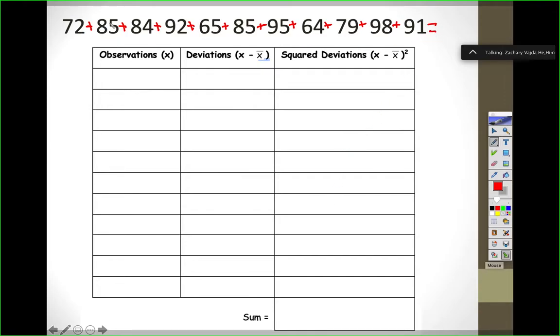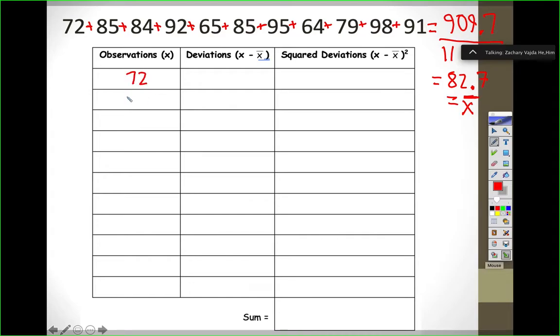There's 1, 2, 3, 4, 5, 6, 7, 8, 9, 10, 11. Our sum is going to be 909.7. And then you take that and you divide it by 11. And it is equal to 82.7. What is 82.7? That is going to equal our x bar. That is the mean. We need that. Okay? So now we need to do this for each data point.